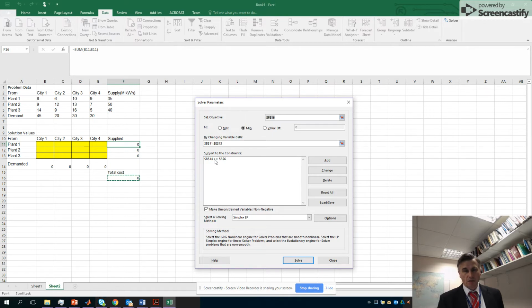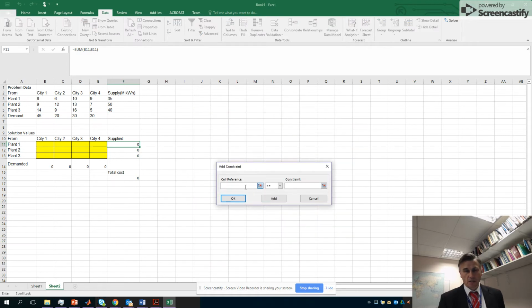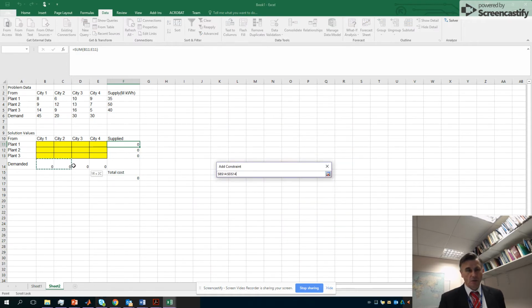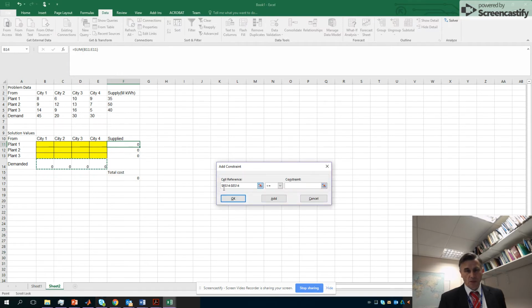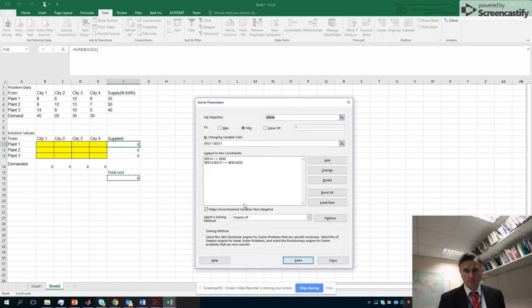Now, to make this more compact, I can add all these demanded constraints in at one go. So let me do that. I'll add another constraint here, and now my cell reference is going to be all these values, and they all have to be greater than or equal to all these values. And I hit OK there. Okay, so that means that this has to be greater than this, has to be greater than this, and so on. So actually I can now delete this single constraint I put in, because this row of constraints covers it.